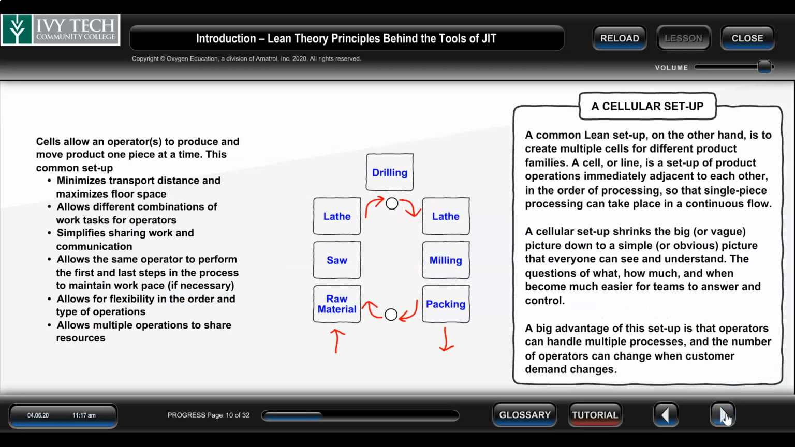A cellular setup. A common lean setup, on the other hand, is to create multiple cells for different product families. A cell, or line, is a setup of product operations immediately adjacent to each other in the order of processing, so that single-piece processing can take place in a continuous flow. A cellular setup shrinks the big or vague picture down to a simple or obvious picture that everyone can see and understand. The questions of what, how much, and when become much easier for teams to answer and control. A big advantage of this setup is that operators can handle multiple processes, and the number of operators can change when customer demand changes.